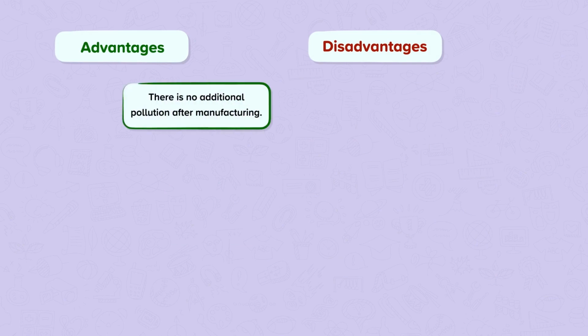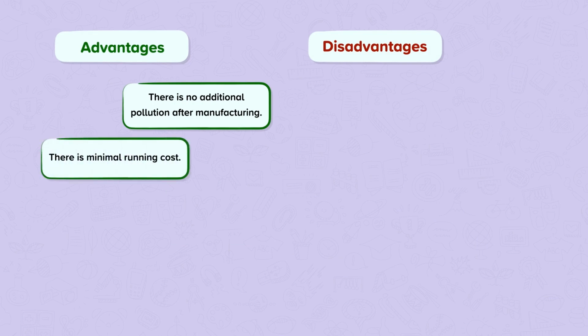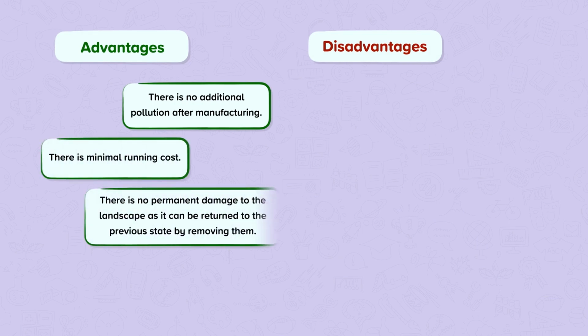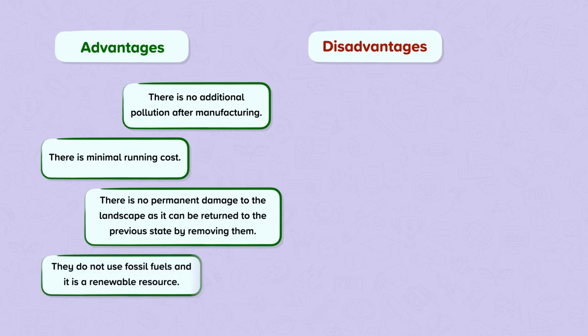There are advantages and disadvantages of wind power. The advantages are there is no additional pollution after manufacturing. There is minimal running cost. There is no permanent damage to the landscape as it can be returned to the previous state by removing them. They do not use fossil fuels and it is a renewable resource.